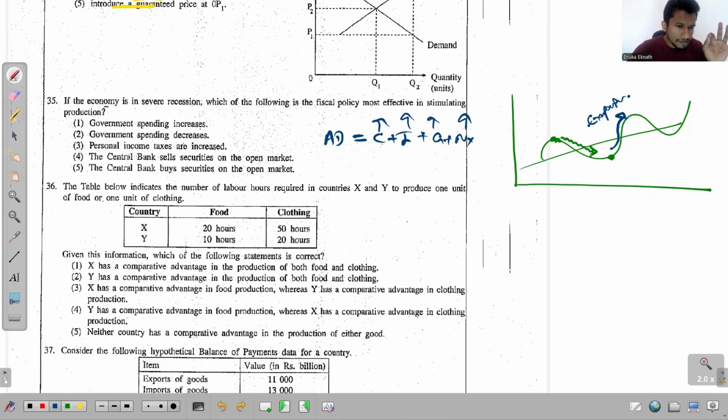You need to recognize the fiscal policy most effective in stimulating production.